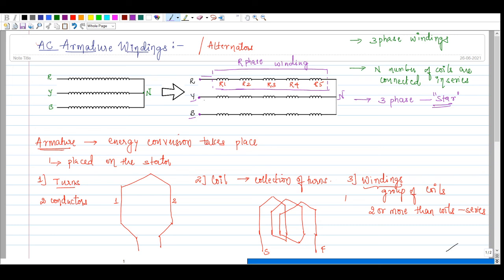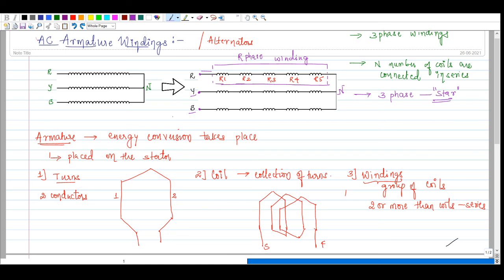Further, the AC armature windings can be connected in a concentrated type, it could be distributed type, or it could be short pitch or full pitch. This information we will understand in the next lecture.